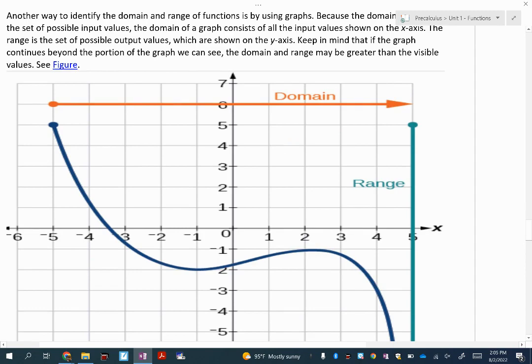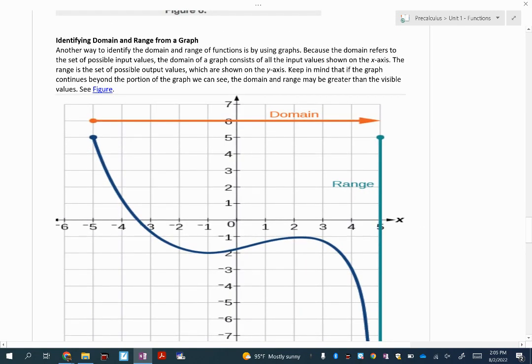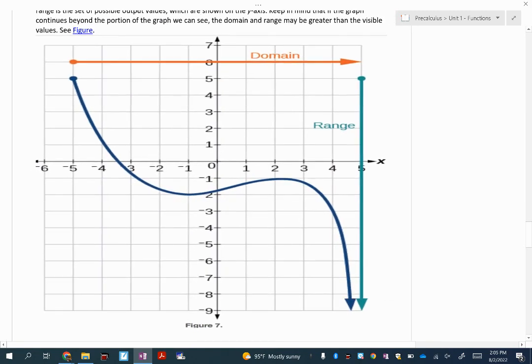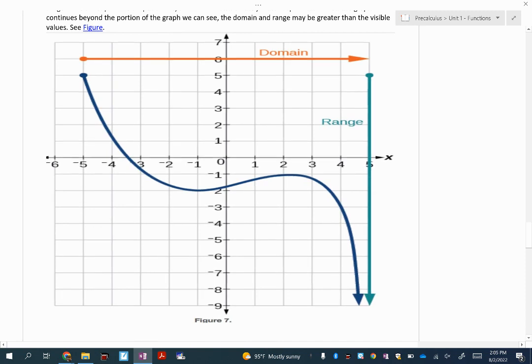Okay, let's identify the domain and range from a graph. So again, domain, you want to be thinking your x values, reading it from left to right, and range are your y values from bottom to top. So I always tell students to read this like a book. You're going from left to right. Okay. In terms of the range, you're going from the least number to the highest number. All right.